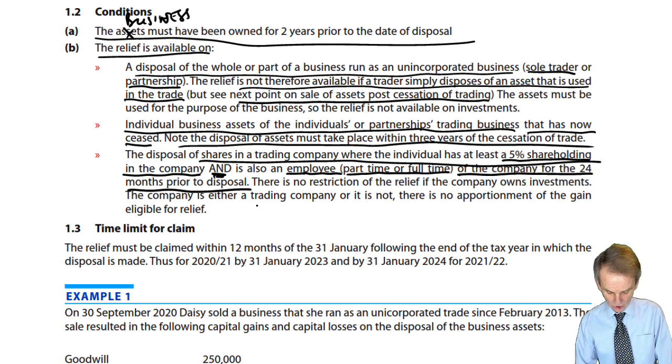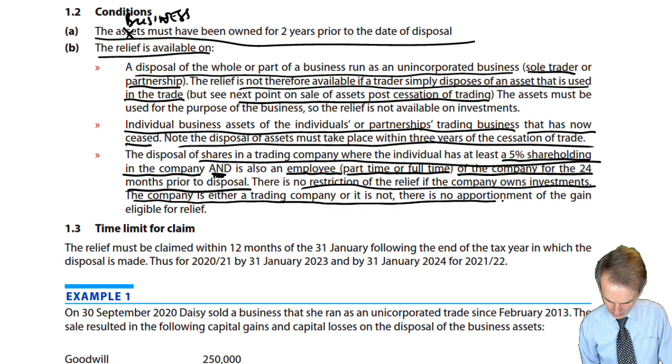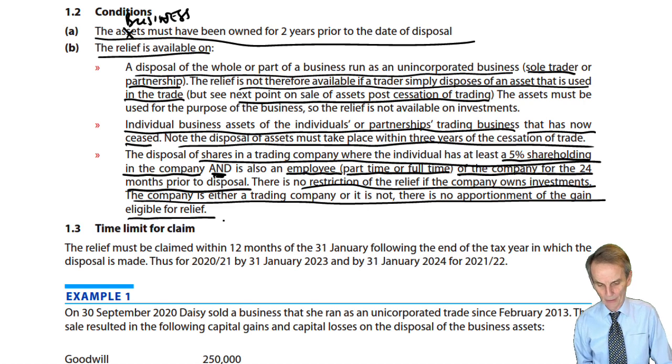In that situation, then yes, yet again, this relief is available to you. There's no restriction of the relief if the company owns investments. The company is either a trading company or is not. There is no apportionment of the gain eligible for relief.